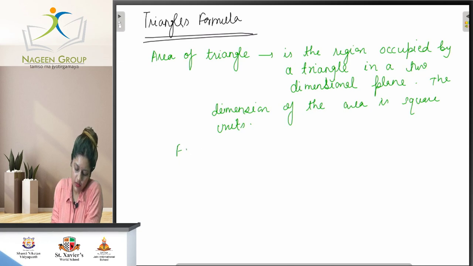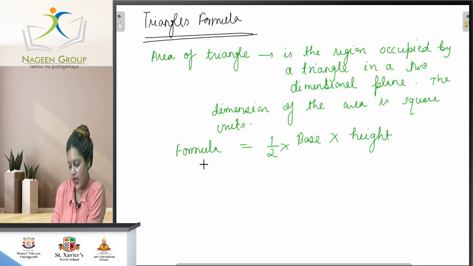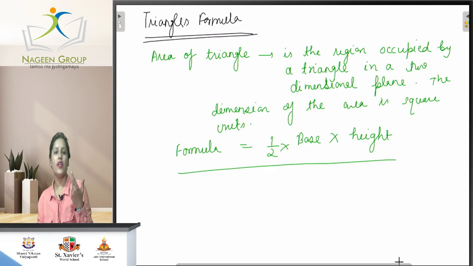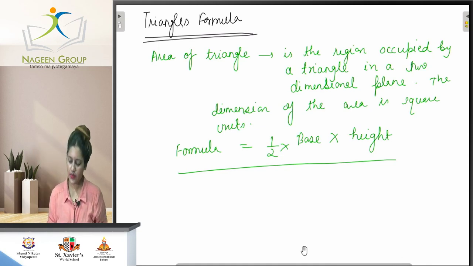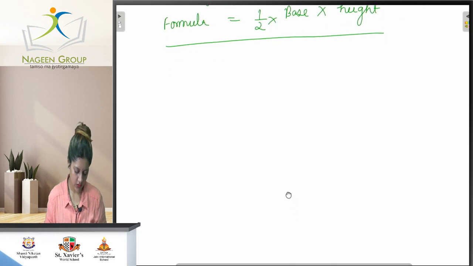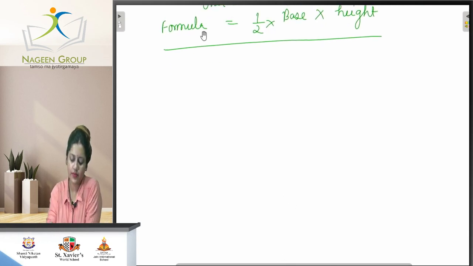Formula is equal to half into base into height. This is the formula of the area of a triangle. And what is our area? We mentioned it in our definition. Next one is semi-perimeter.